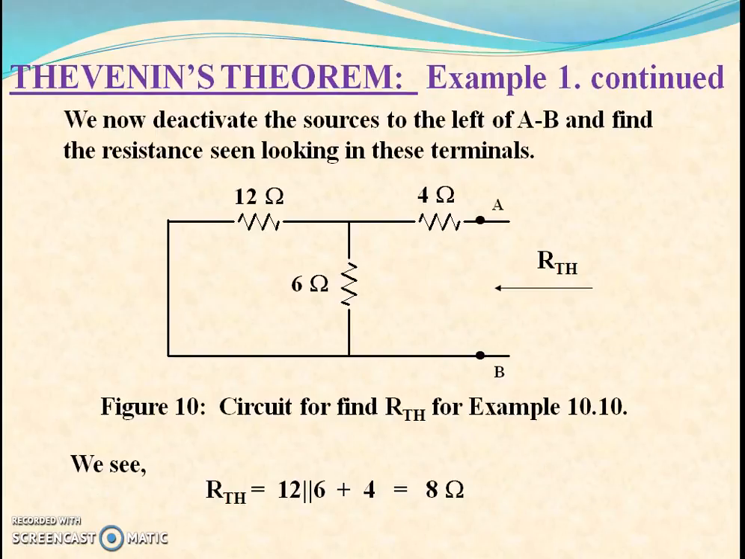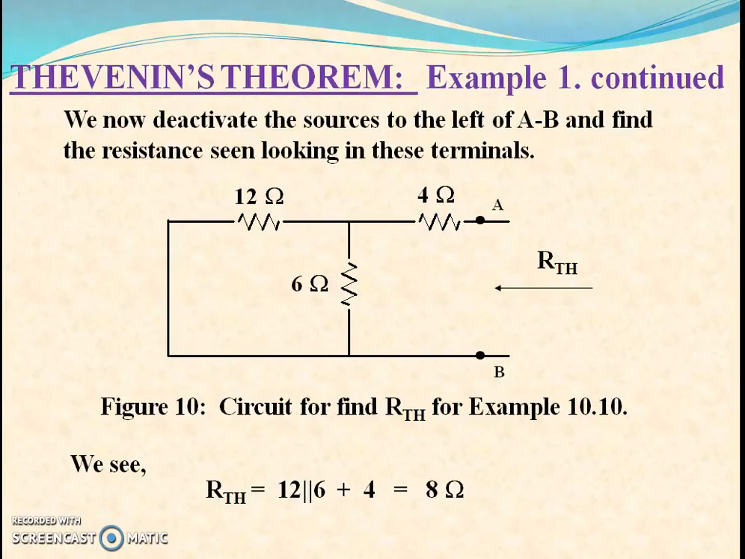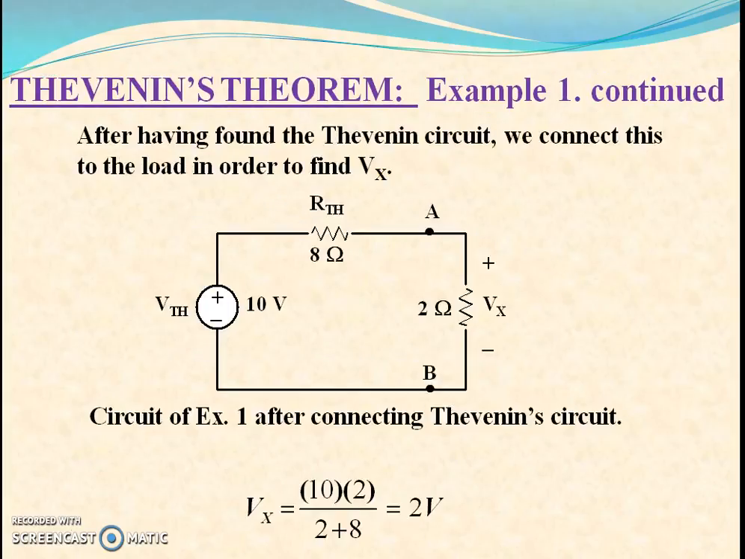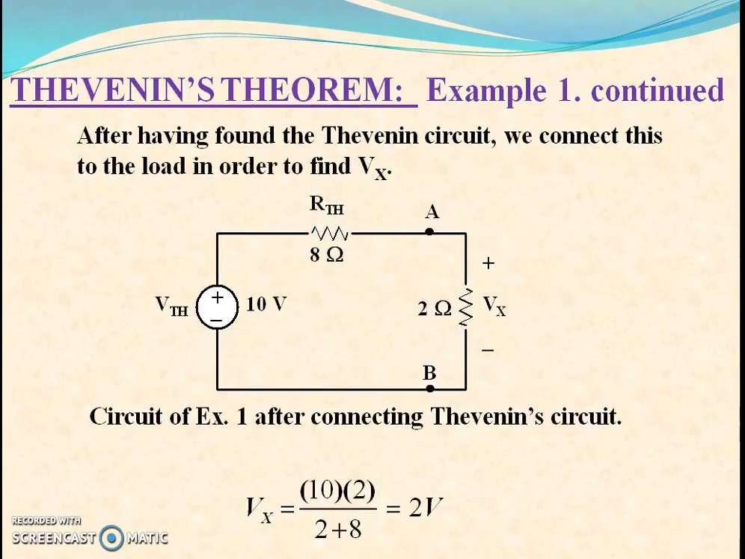To find the Thevenin's equivalent resistance, the voltage source is replaced with a short circuit. So the Thevenin's equivalent resistance is 8 ohm. Now we can replace the network with the Thevenin's equivalent network, and we can easily find the voltage across A and B when we connect the load.